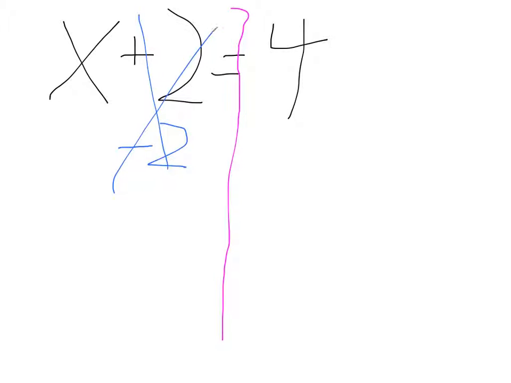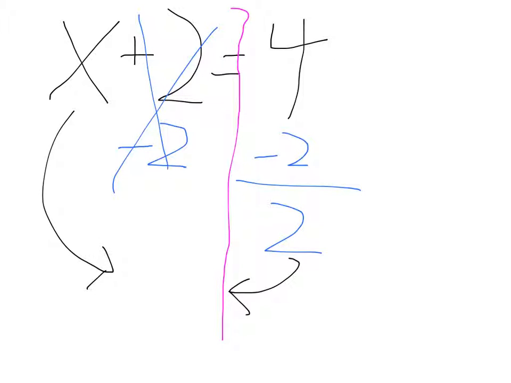And since they cross out, it's only x there. And 4 minus 2 equals 2. And the x stays there. And don't forget about the equal sign. So we just add the equal sign again, which is x equals 2.